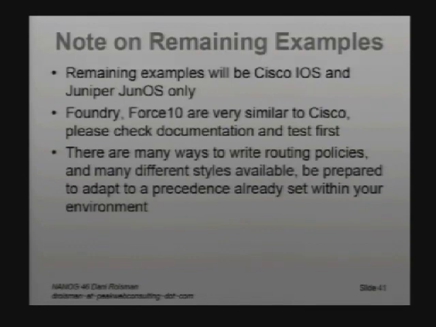So for the remaining examples, I'm just going to show you Cisco IOS and Junos. Foundries and Force10s are very similar, not identical. So if you're a Foundry or Force10 or other vendor, please check your documentation. Don't just copy these configs right out. Also with the routing policies, there are so many ways to write a routing policy, and so many different styles.